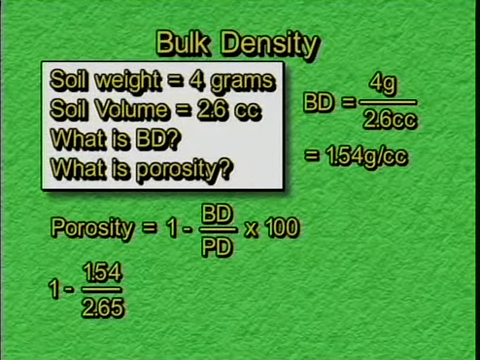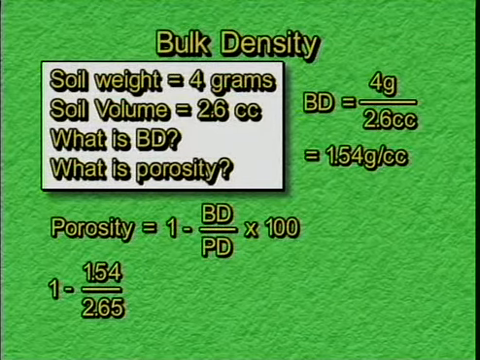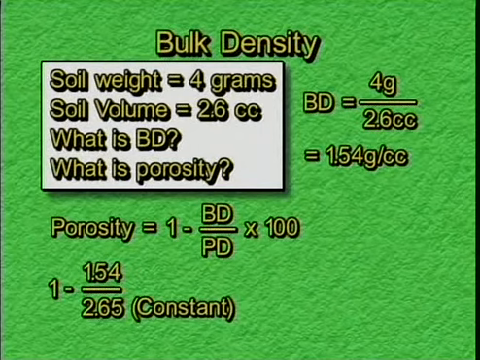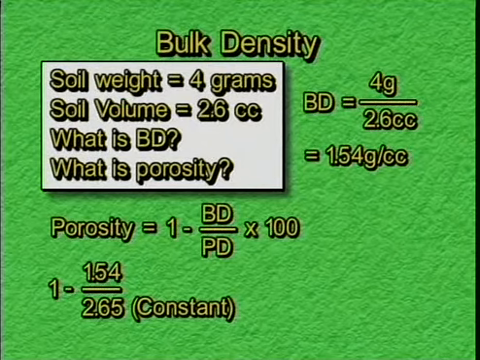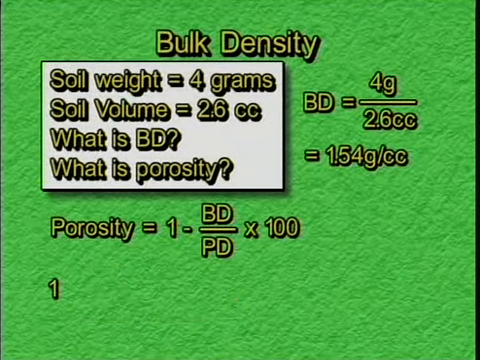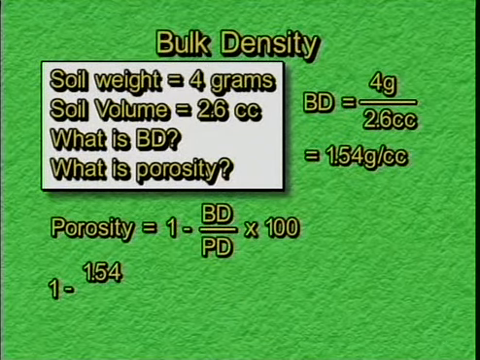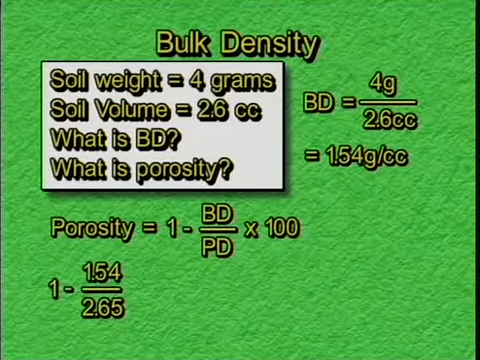Where did the 2.65 come from? Remember when I discussed particle density, I indicated that we were going to use the constant of 2.65 grams per cc to represent particle density. So this number will not vary from one calculation to the next. It will be what we'll call a constant. So in this particular example, our porosity is equal to 1 minus the ratio of bulk density, 1.54, divided by particle density, 2.65, both of those in grams per cc, times 100.